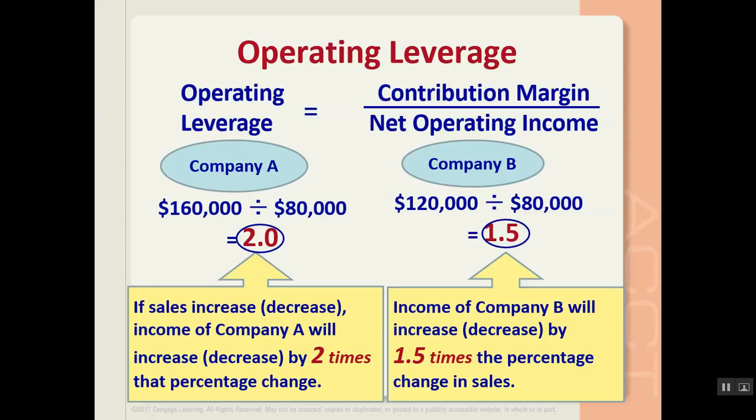So we look again, it's the contribution margin in dollars divided by the net operating income. So what the operating leverage tells us is that if the sales increase or decrease for Company A, then the income will increase or decrease by 2 times that percentage. So if sales increase by 10%, then the net operating income will increase by 2 times 10% or 20%. For Company B, the operating leverage is 1.5 times the percentage change in sales.